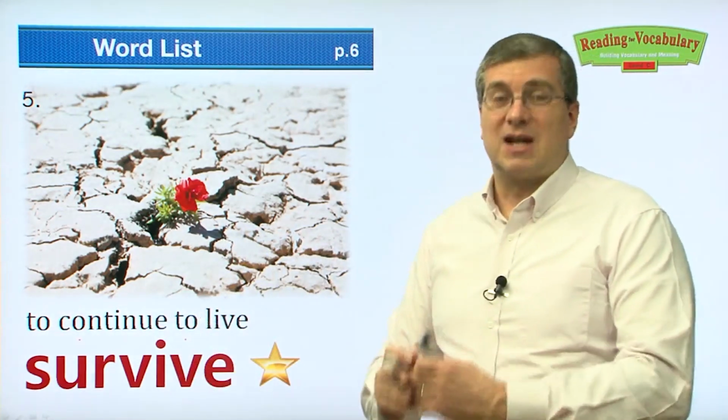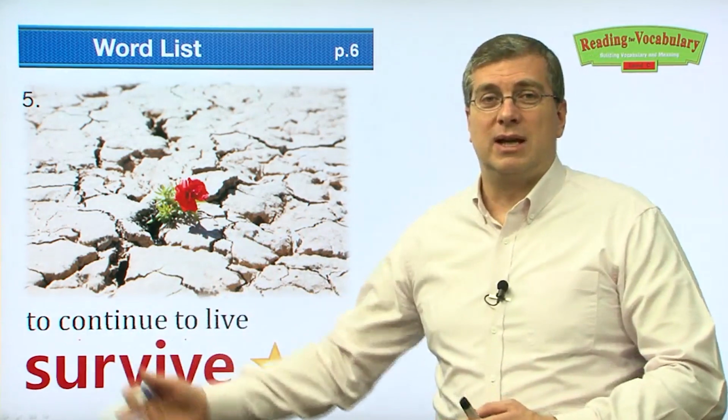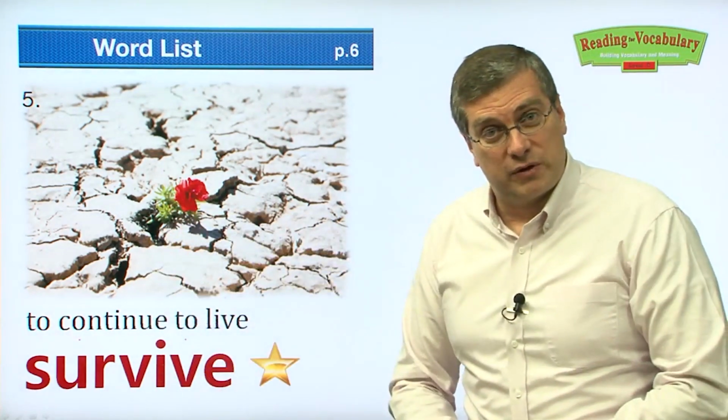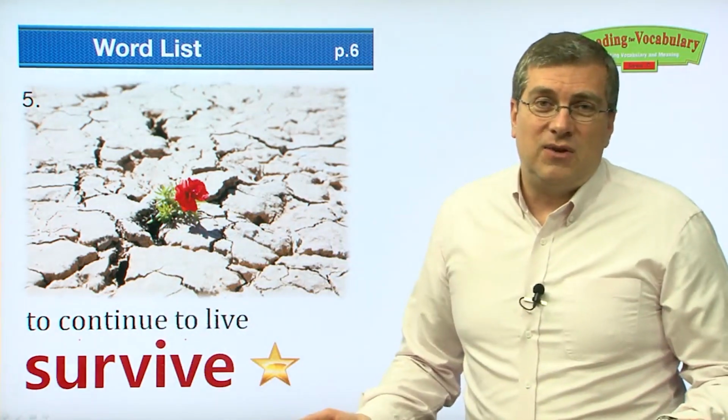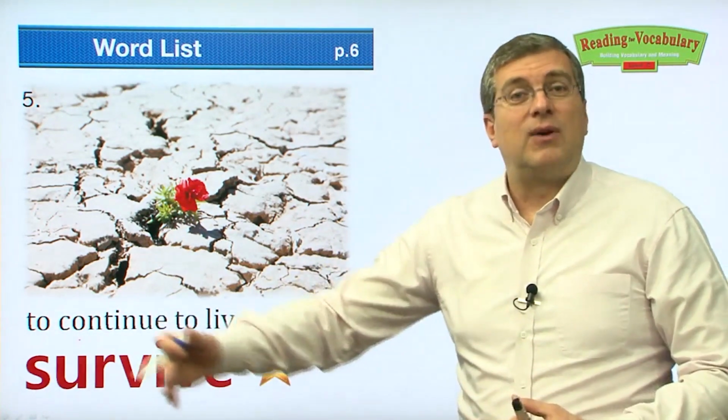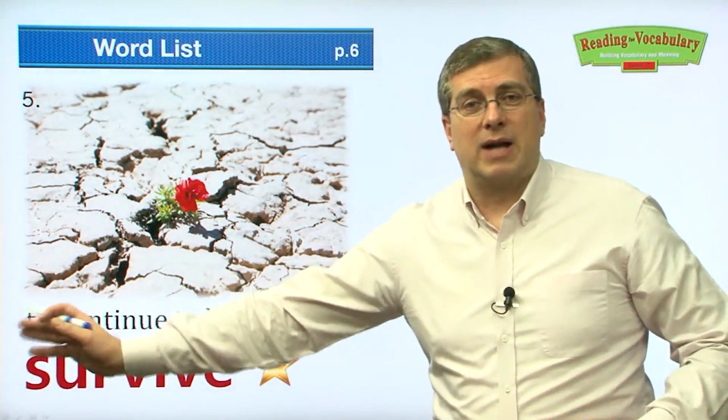So if something doesn't die, it continues to live. And this is for individuals, but it's also for groups too, right? Of course, individuals die all the time, but groups of animals might survive for a very long time, okay?